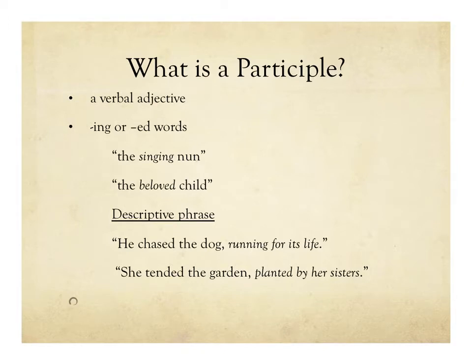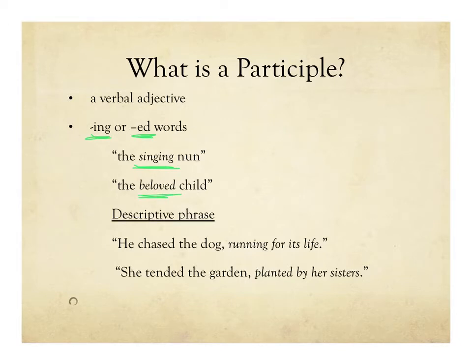That means two things. It is both a verb, that is, it comes from verbs, and it's an adjective, so it modifies nouns and pronouns. In English, participles tend to be those words that we associate with -ing or -ed. So the singing nun, for example, is an example of a participle, or the beloved child.